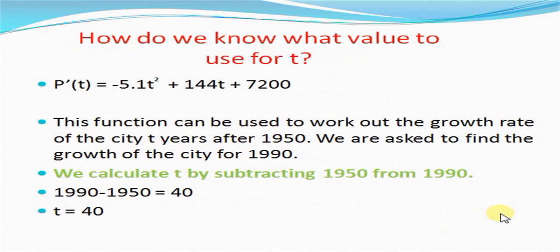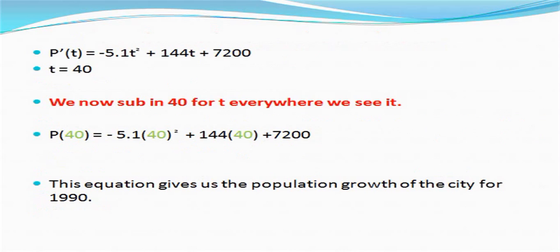Okay, well the second thing we need to figure out is what value we use for t. We are told that t is the number of years after 1950. Since we're being asked to work out the growth rate in 1990, that's 40 years after 1950, so t is equal to 40. So then what we do next is very simple. We take our 40 for t and we sub it in to our equation everywhere we see t.